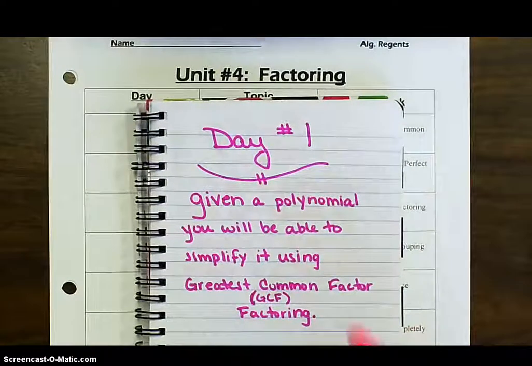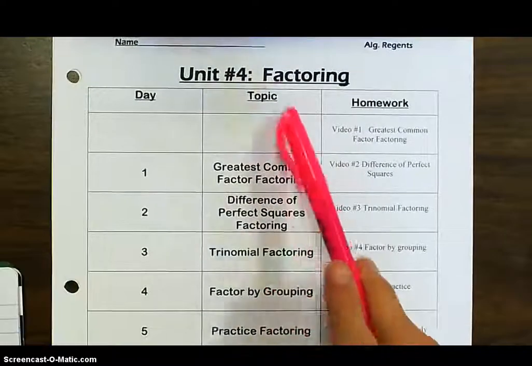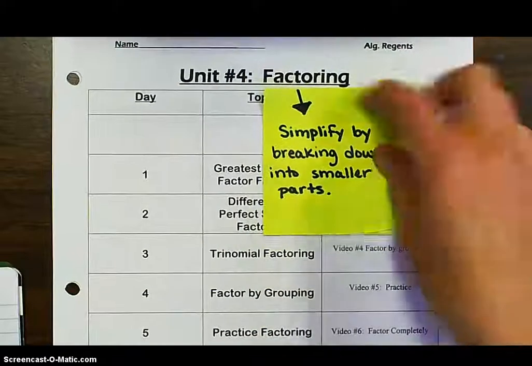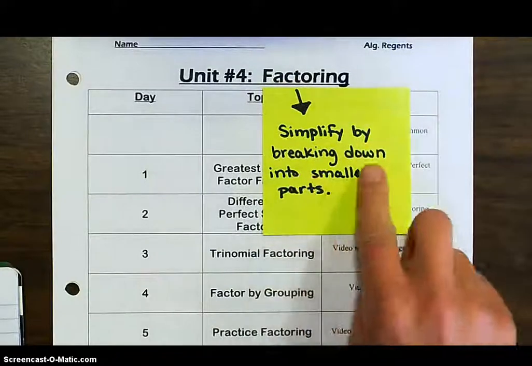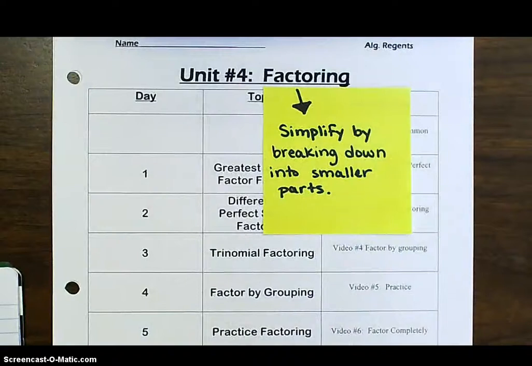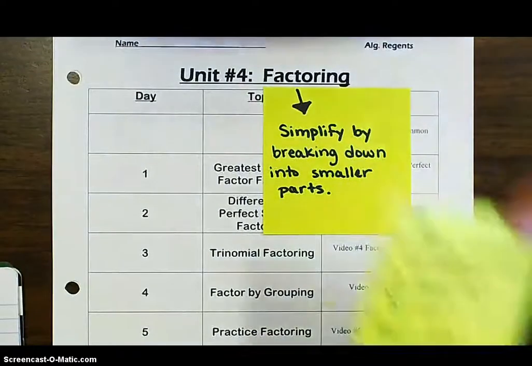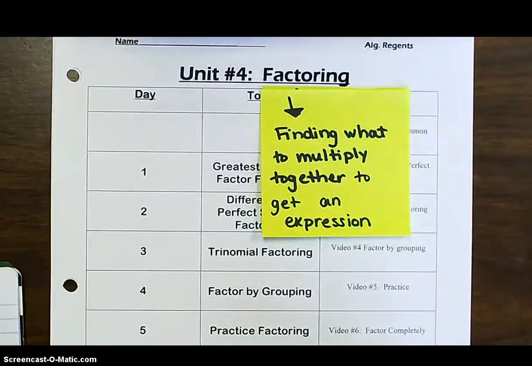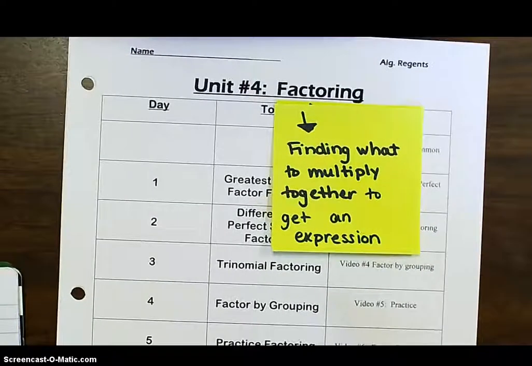All right, so ladies and gentlemen, before we get to our day one goal, let's talk about this idea of, well, our entire unit is called factoring. So what does it mean to factor? Well, factor means you are going to simplify by breaking down into smaller parts. So we're trying to take an expression and break it into its smaller parts. And the way that we do that is by finding what to multiply together to get that expression. All right, so that is what we're going to be doing over the next many days.